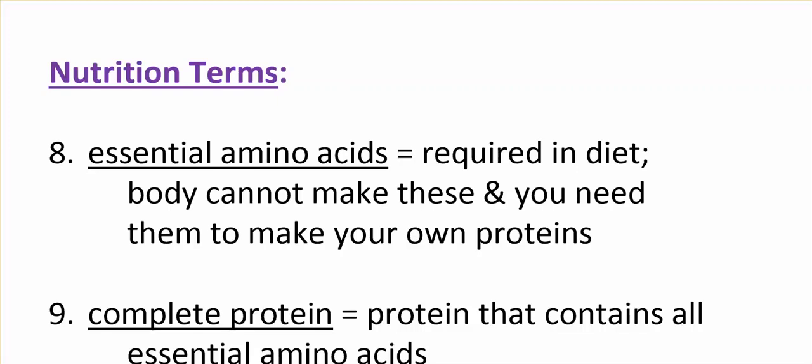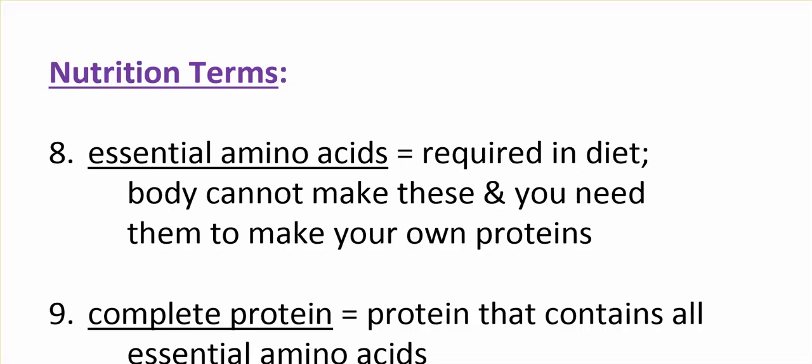Let's look at some nutrition terms. An essential amino acid is one you must get in your diet. The word essential for a dietitian means you need it in your diet. The reason you need to get these in your diet is because you need all 20 amino acids. You need access to a supply of them in order to make your proteins.